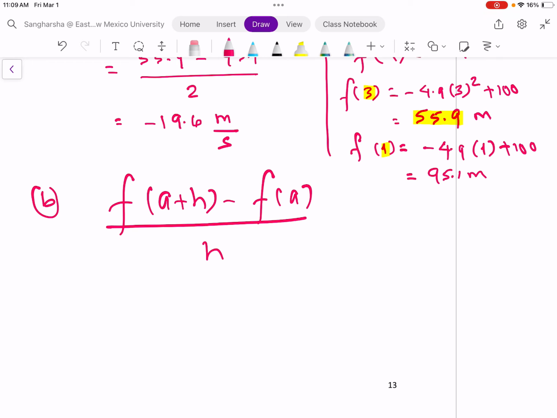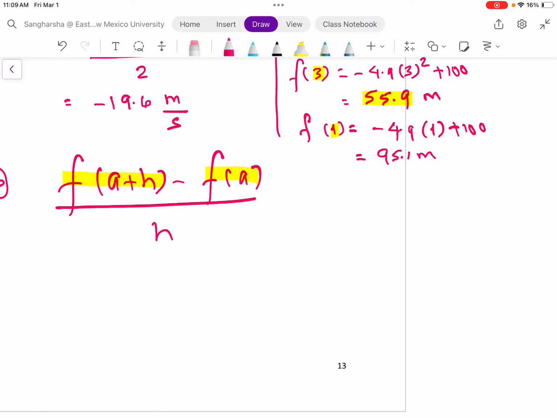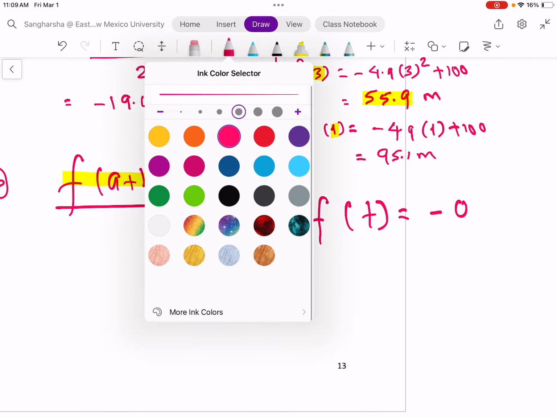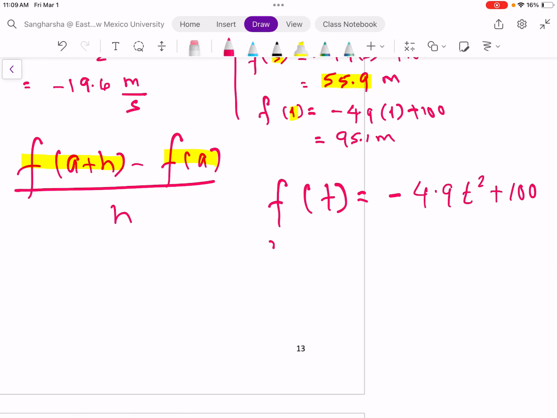To find this expression, we need to know what f of a plus h is, and we need to know what f of a is. Now let's find these two expressions. Our function f is given as f of t equals negative 4.9 t squared plus 100. So this is our function. We are trying to find f of a plus h. Now how do we find f of a plus h?